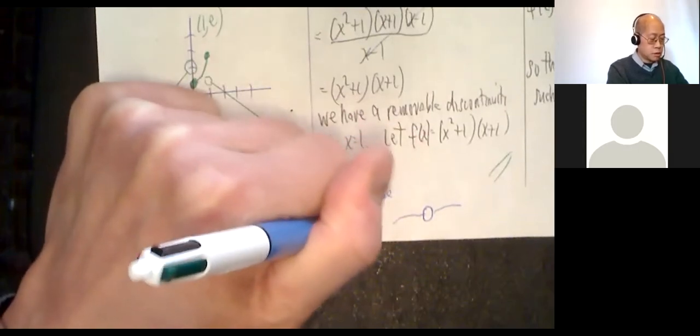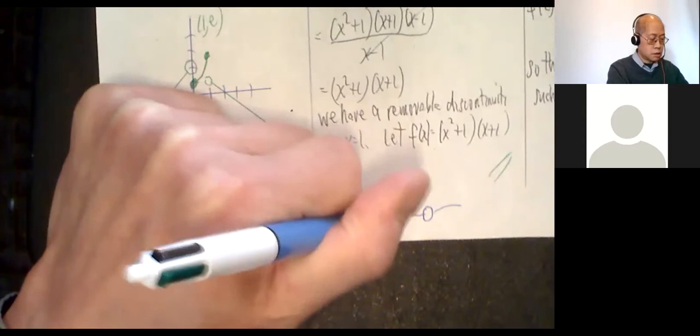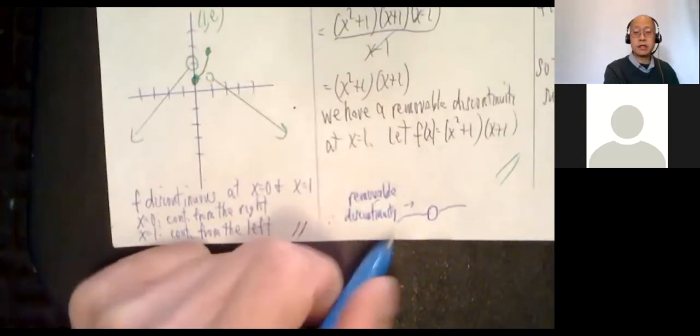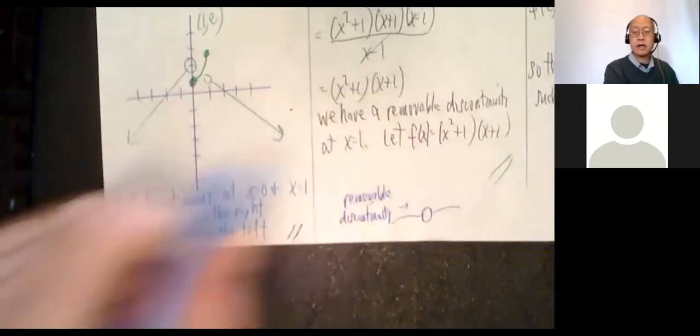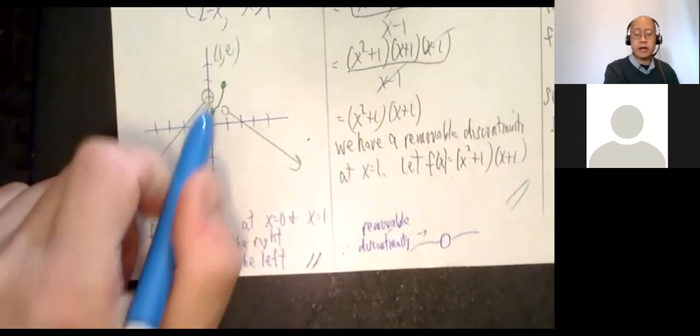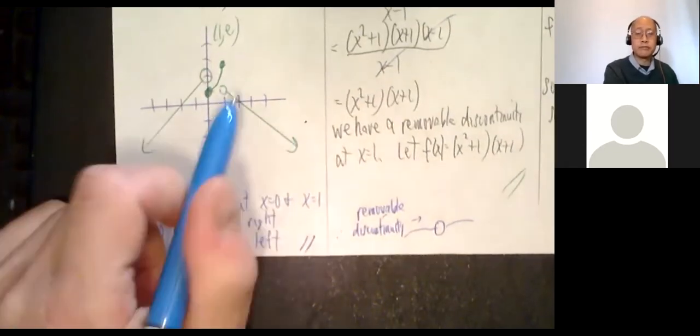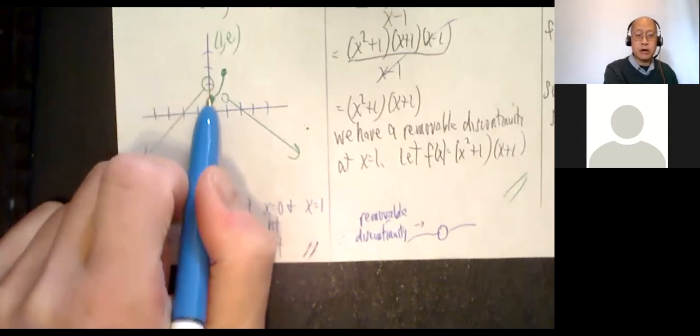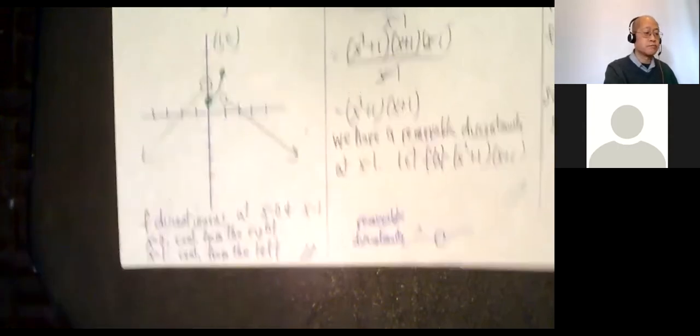Removable discontinuity, because you can just plug up the hole. Here, there's a jump. There's no way I can plug up the hole with just a single point. And remember, you're not allowed to draw a vertical line because then it's no longer a function.